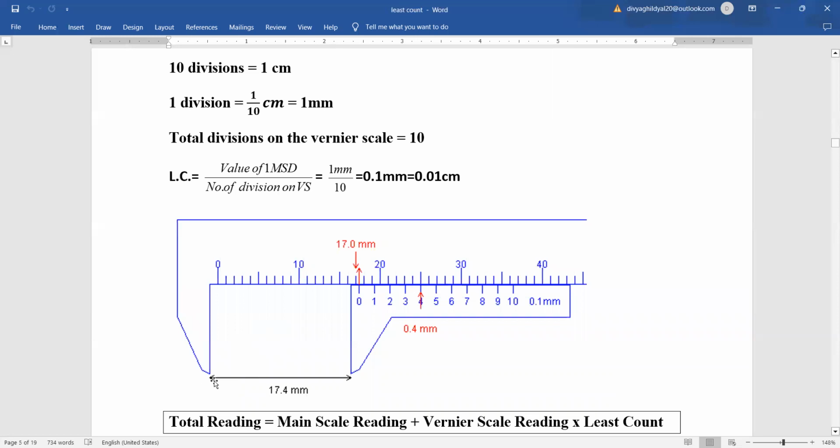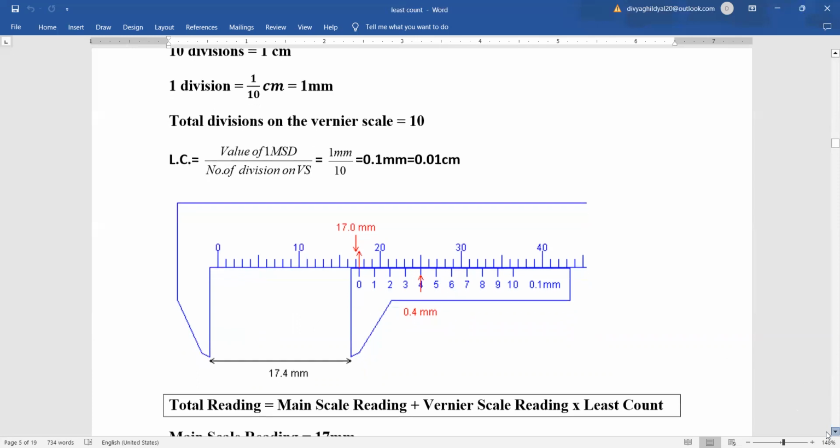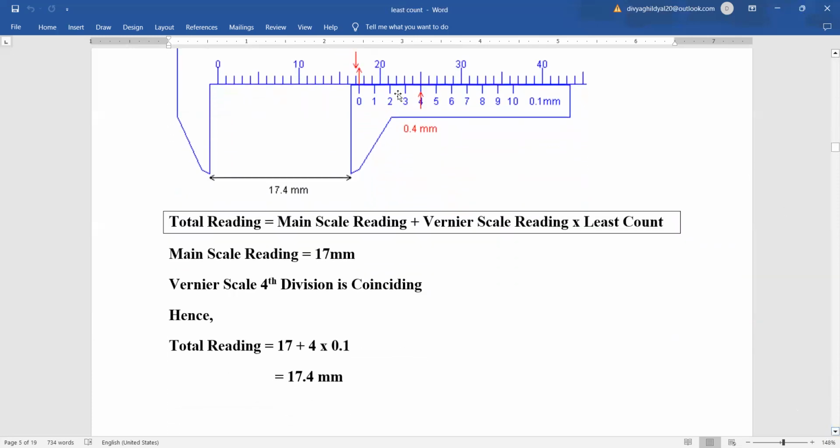Let us, for example, see how we are going to read this position of our apparatus. The main scale reading will be given by the division coinciding with 0 of the vernier. So this can be read as 17 because it is coming on the 17th division. And total reading is given by main scale reading plus the vernier division coinciding into least count. So main scale reading is 17.